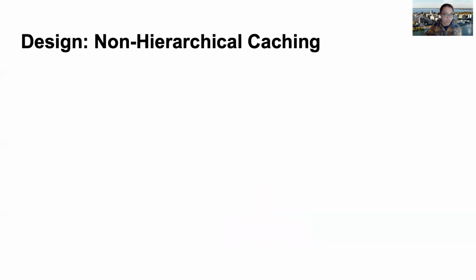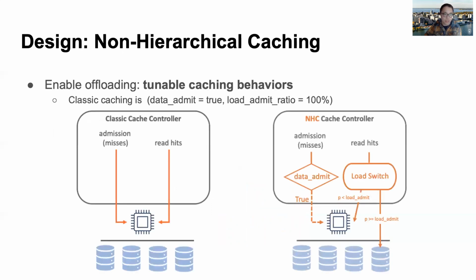To realize our ideas, we present the design of non-hierarchical caching. As shown in the figure, first, NHC enables offloading by making caching behaviors tunable. Unlike classic caching, which behaves statically according to its policies, NHC makes the decision points tunable or dynamic.